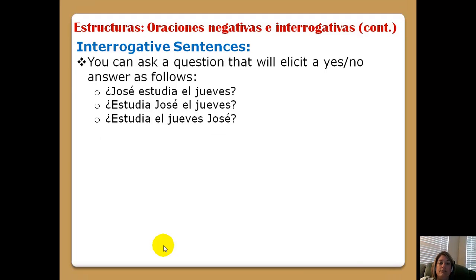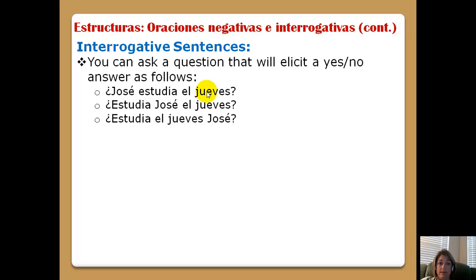Interrogatives, questions. So when you have a yes or no question, you can actually ask it in three different ways. You can just make the sentence normally and put question marks around it. So for example, we take the sentence, José estudia el jueves. Okay, when I just say it like that, that just means José studies on Thursday. But if we put question marks around it and then we use intonation, it's going to sound like a question and it will be a question. So, ¿José estudia el jueves? Does José study on Thursday?